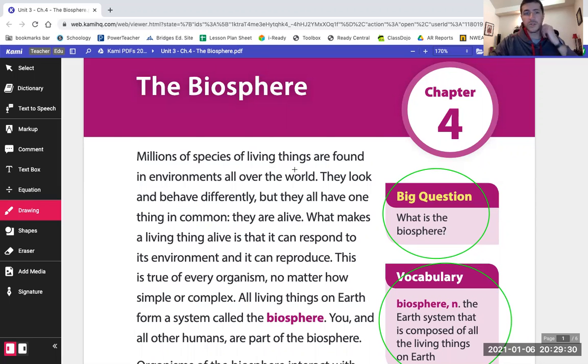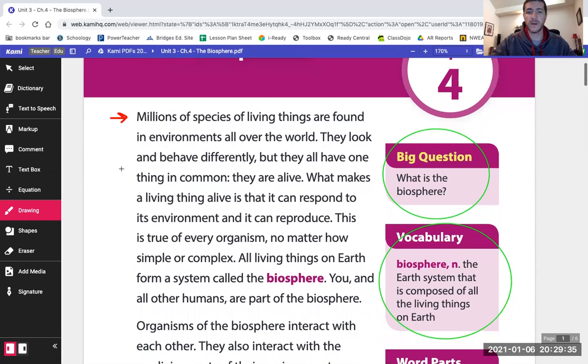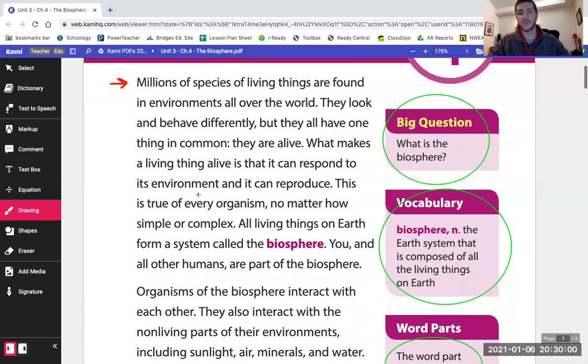Okay, so I'm going to start right here. I'm going to read this little bit on this page. Millions of species of living things are found in environments all over the world. They look and behave differently, but they all have one thing in common: they are alive. What makes a living thing alive is that it can respond to its environment and it can reproduce. This is true of every organism, no matter how simple or complex. All living things on Earth form a system called the biosphere.